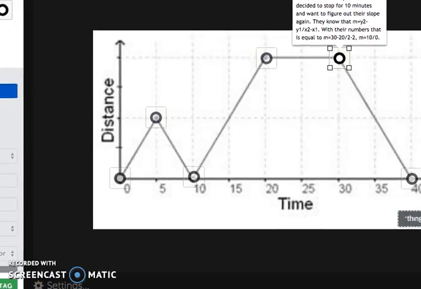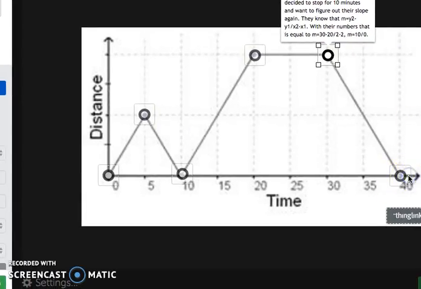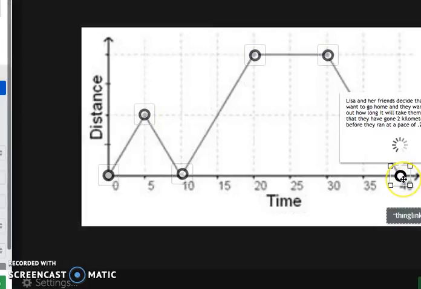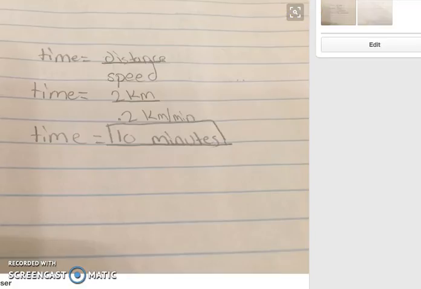Finally, they decide to go back home, which is their starting position, and they want to figure out how long it will take them. They know that they've gone 2 kilometers, and before they ran at a pace of 0.2 kilometers a minute. They know that time equals distance divided by speed, so time is equal to 2 kilometers divided by 0.2 kilometers a minute. This shows that time is equal to 10 minutes.